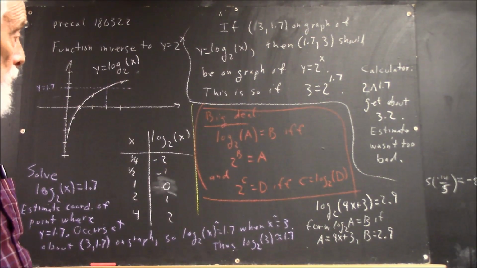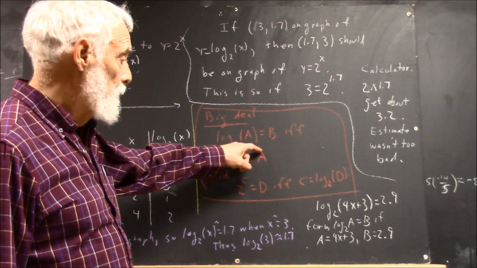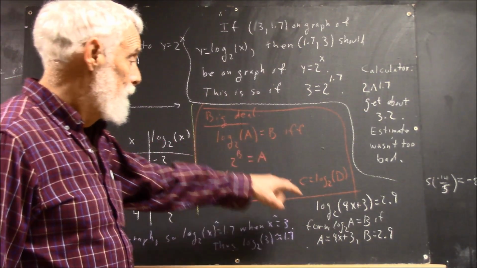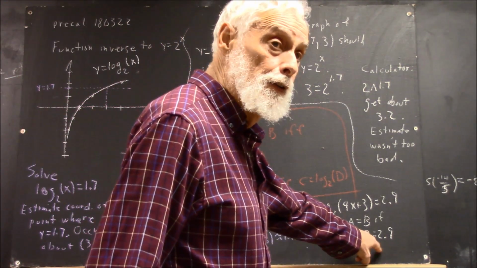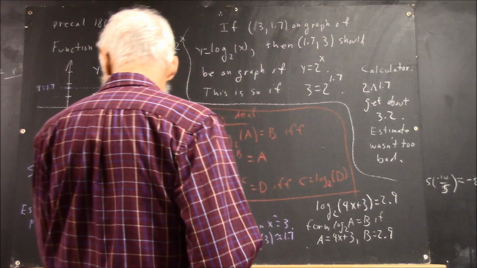So, write out 2 to the B equals A, and plug this in for A and plug this in for B.